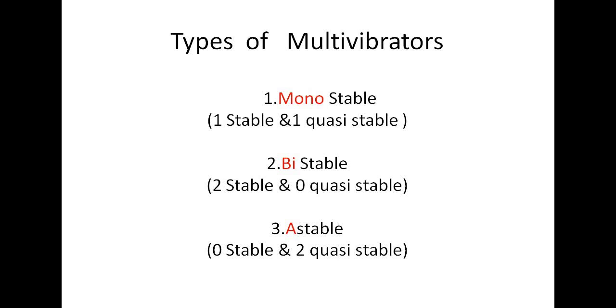Multivibrators can be classified in three ways based upon their stable states. If one stable state is there, it is termed as monostable multivibrator. If two stable states are there at the output, it is named as bistable multivibrator. Similarly, if no stable state is there, it is termed as astable multivibrator. Monostable multivibrator means it's going to have only one stable state. Bistable means it's going to have only two stable states. Astable means it is going to have no stable state at all.